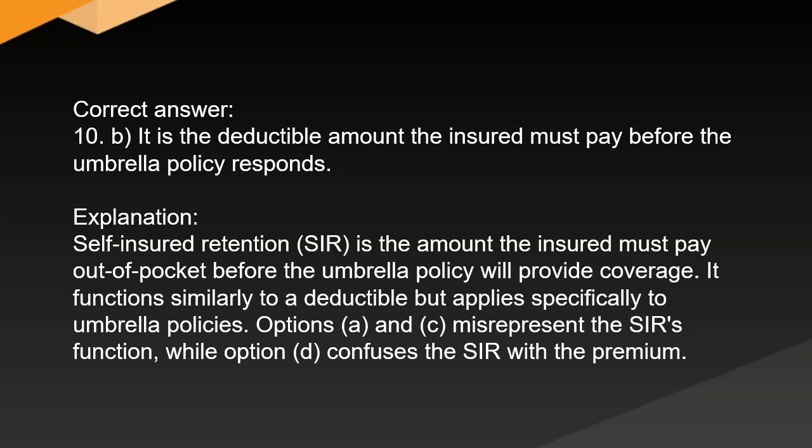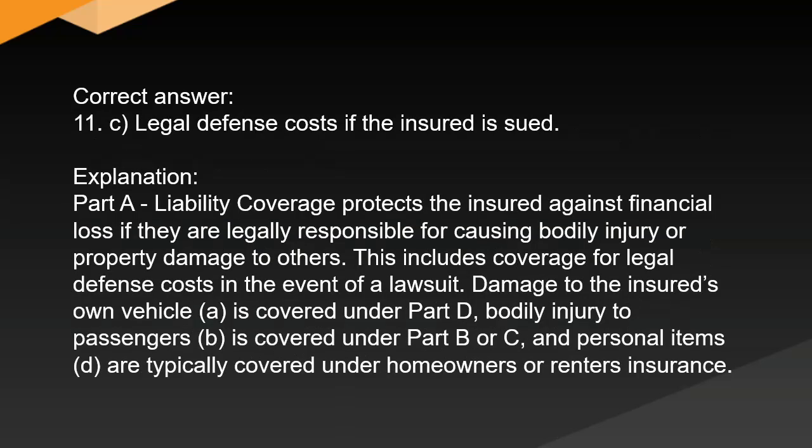Options A and C misrepresent the SIR's function, while option D confuses the SIR with the premium. Correct answer: C. Legal defense costs if the insured is sued. Explanation: Part A liability coverage protects the insured against financial loss if they are legally responsible for causing bodily injury or property damage to others. This includes coverage for legal defense costs in the event of a lawsuit.